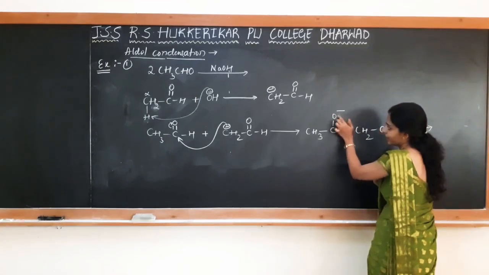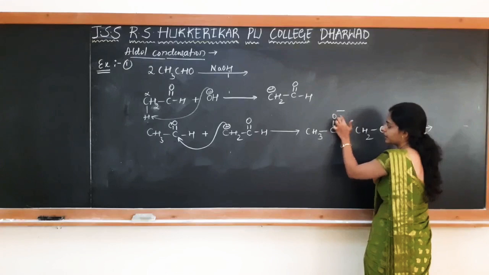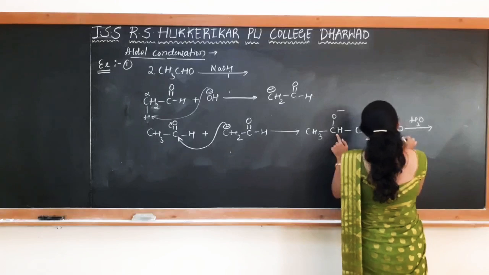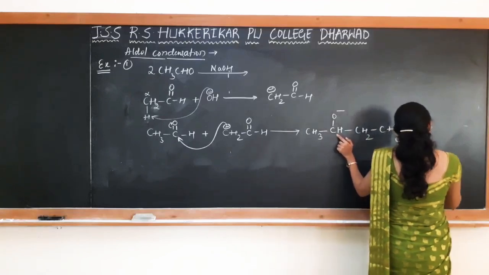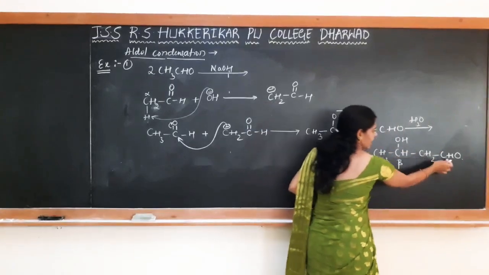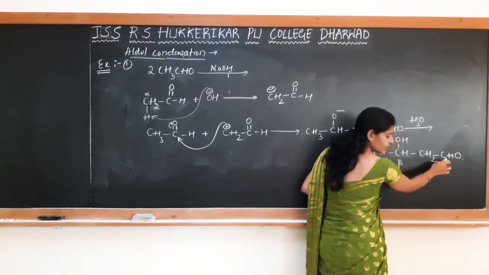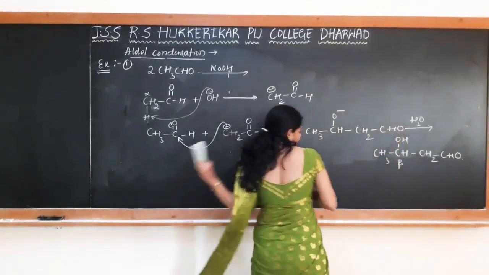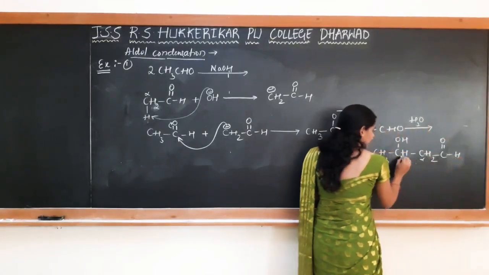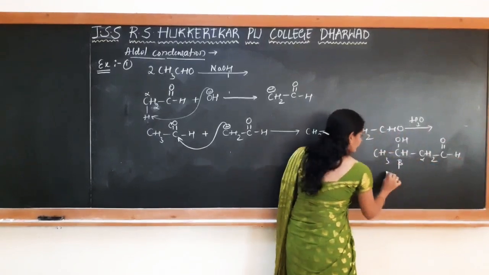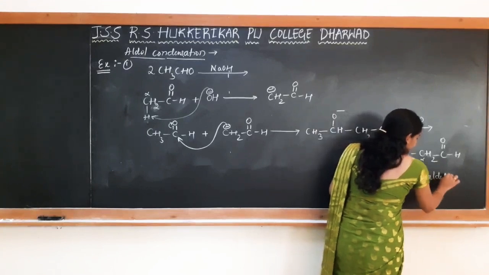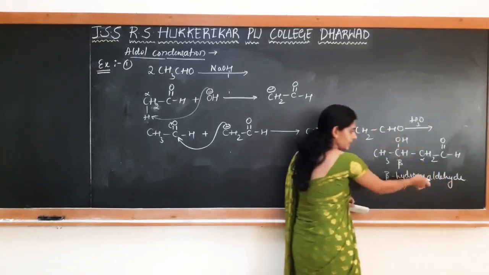Here H comes and it becomes a stable neutral molecule, that is OH. So I will write it as CH3 CH OH CH2 CHO. So this is the beta, alpha. This is our functional group. I will write it as C double bond O, H. So this is alpha carbon, this is beta carbon. So what is this? Beta hydroxy aldehyde, correct? So this is the aldol product form. This is called aldol product.